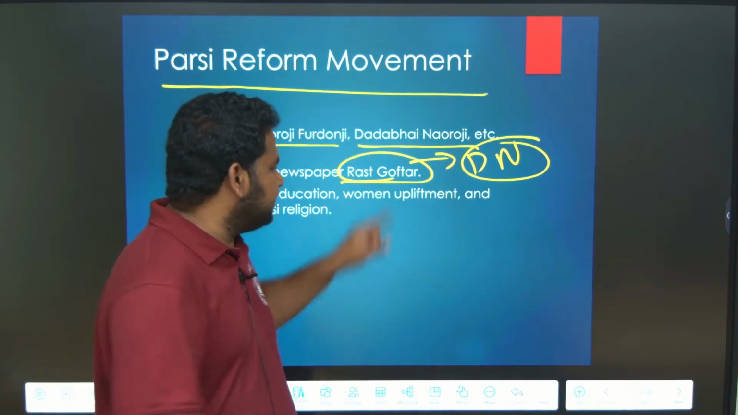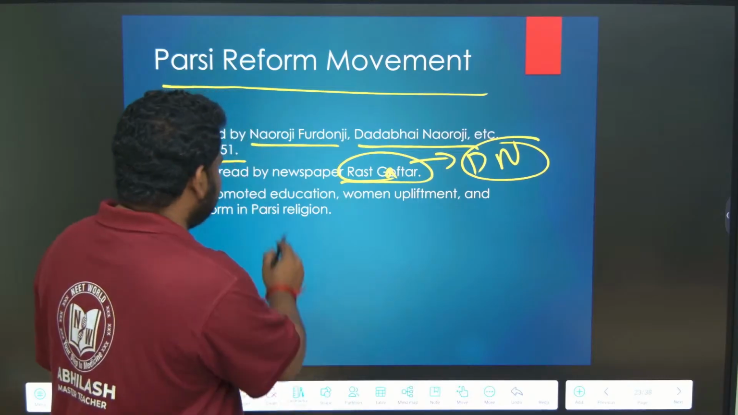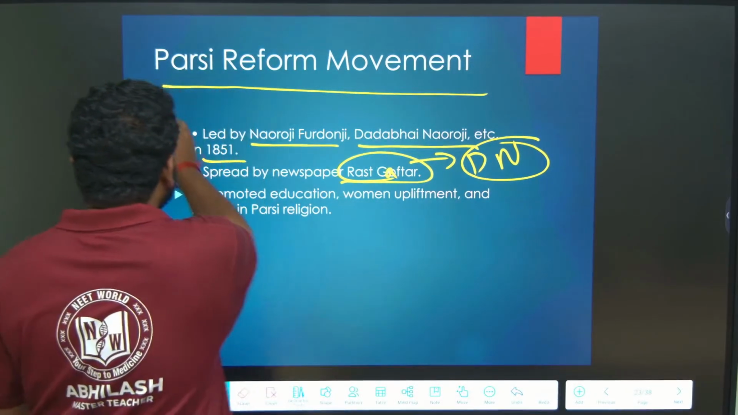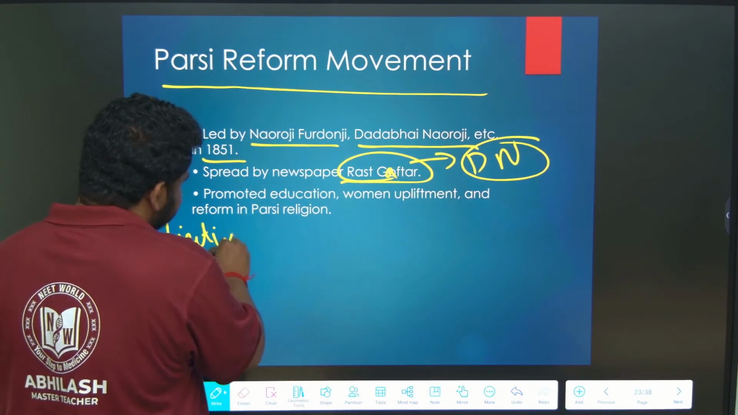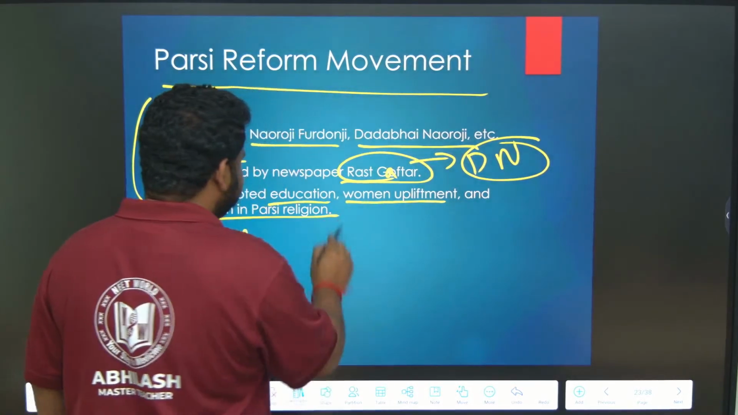Very important, the spelling is right, it is not Gaftar, it is Rast Gaftar. Okay, now what was the objective of the movement? You have to remember, they can give it in the options. The objective was promoting education, women upliftment and reform in Parsi religion.